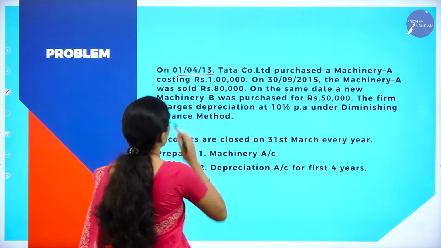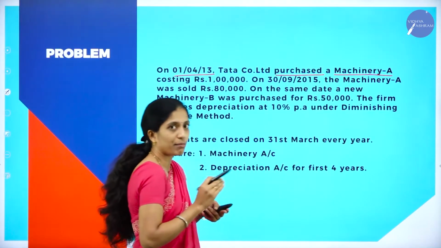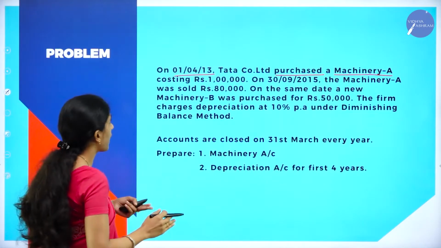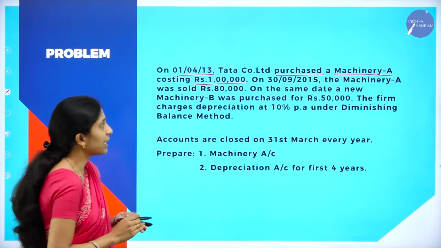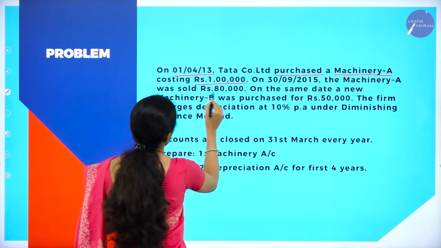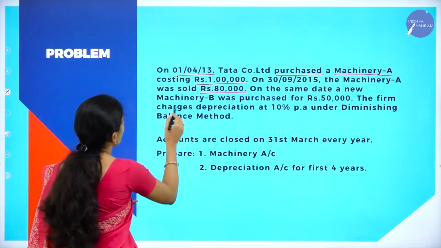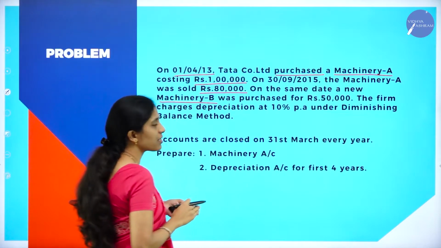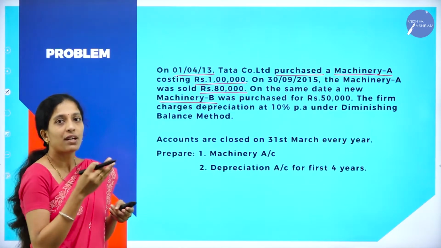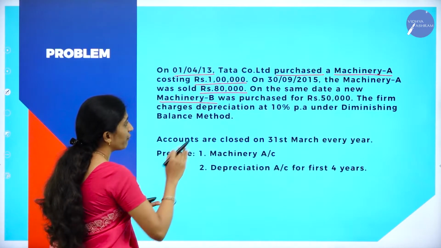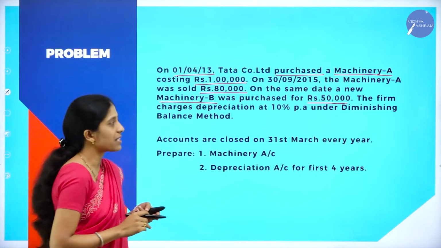On 1/4/2013, Tata Company Limited purchased a machinery A, costing rupees 1 lakh. And on 30/9/2015, the machinery A was sold. So what have they done? They have sold that old machinery A. On the same day, a new machinery B was purchased for rupees 50,000. After selling the old machinery, they have purchased one more machine, machinery B, for rupees 50,000.